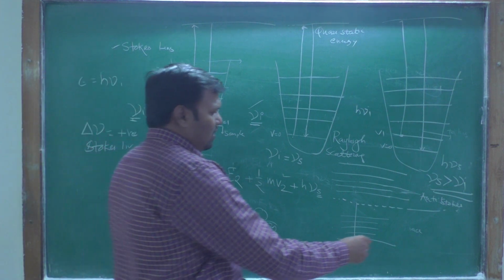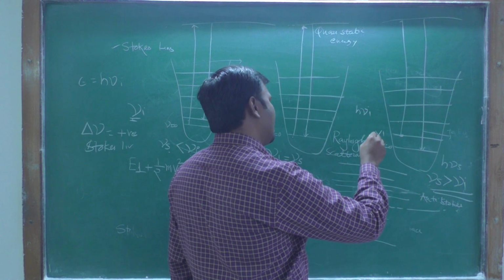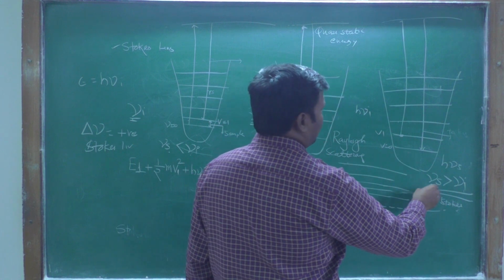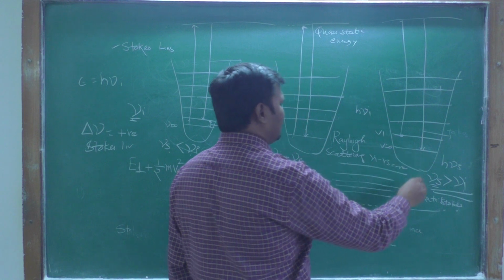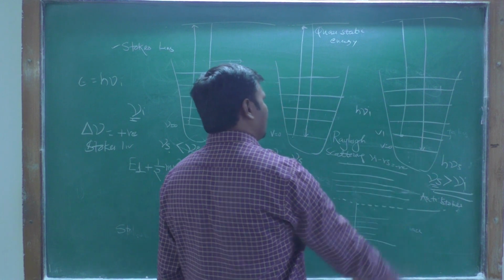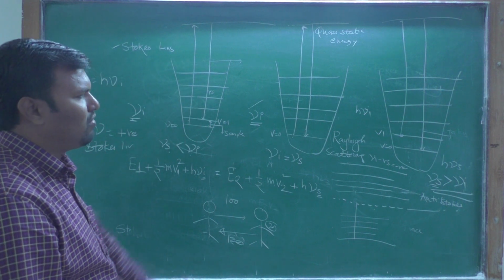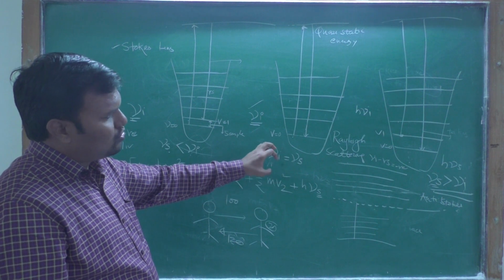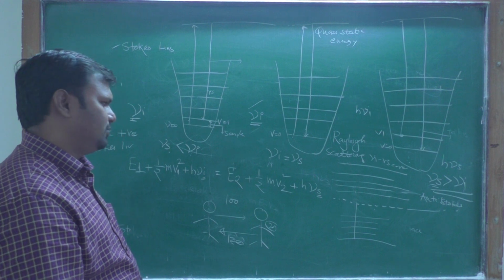And if delta mu, mu I minus mu S, is such that mu S is higher and mu I is less, then mu I minus mu S is a negative quantity. For this, the Raman shift is a negative quantity. And when mu I minus mu S is 0, that is the Rayleigh lines.